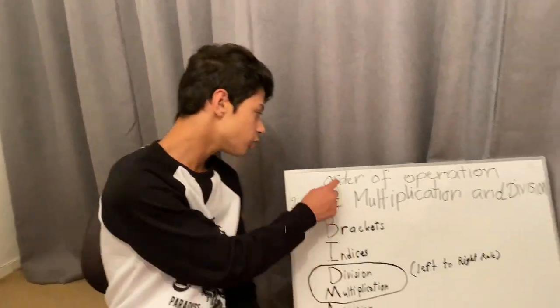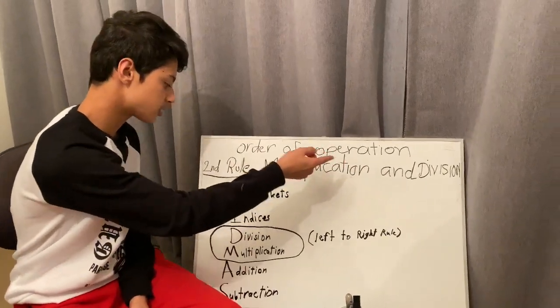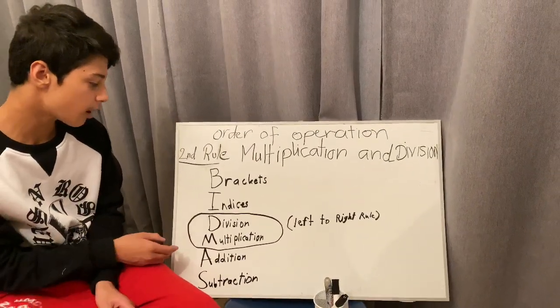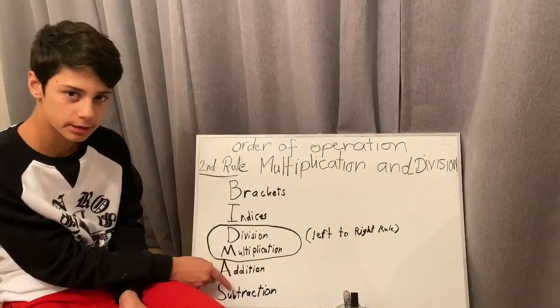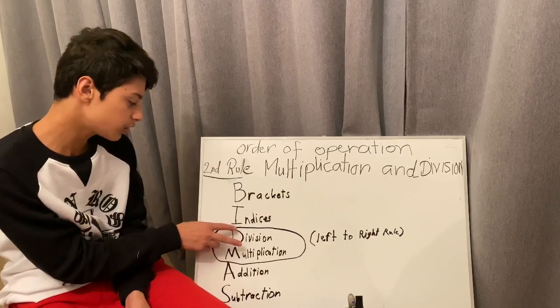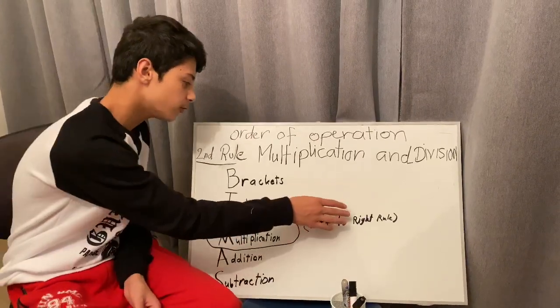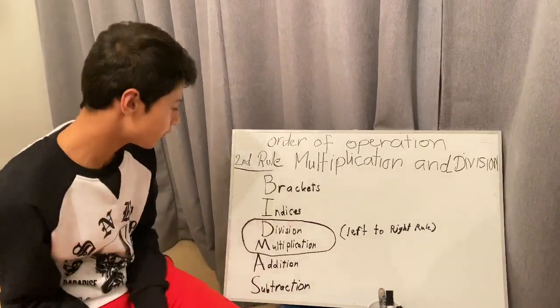So, order of operations, the second rule of multiplication and division. If you watched my previous part of this chapter, we did some work on addition and subtraction. Today we're going to do division and multiplication in this video, and we're going to use the left to right rule and how to use it. So let's get on with the video.